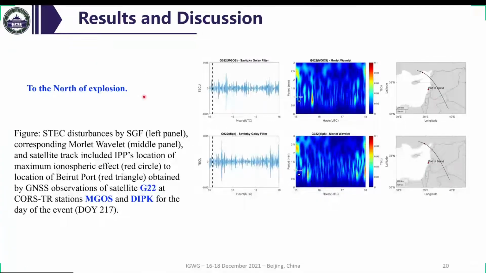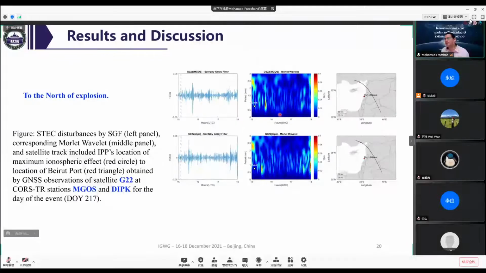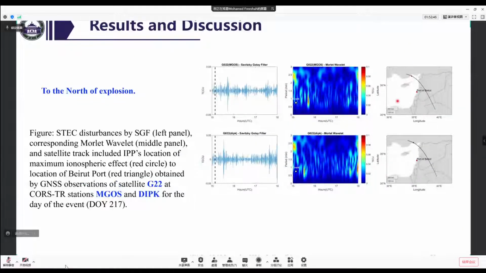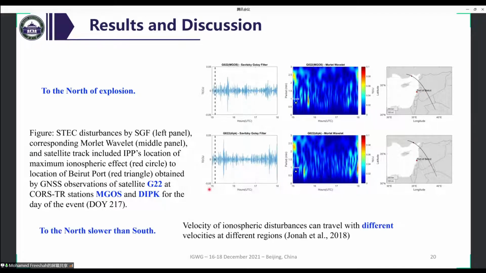For the north part of the explosion, as we can see here, there are another two stations from the CORS station in Turkey, but it is delayed for some time, maybe because it is a longer distance than this one. And by calculating the velocity, we find that the disturbance to the north was slower than south, and this is supported by Jonah in 2018. It could be that the velocity of ionospheric disturbance can travel with different velocities in different regions.